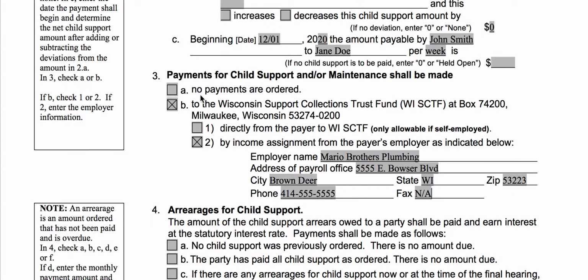But I've gone ahead and filled them in. We're going to have them do it by income assignment because John is not self-employed. He works for this company here.